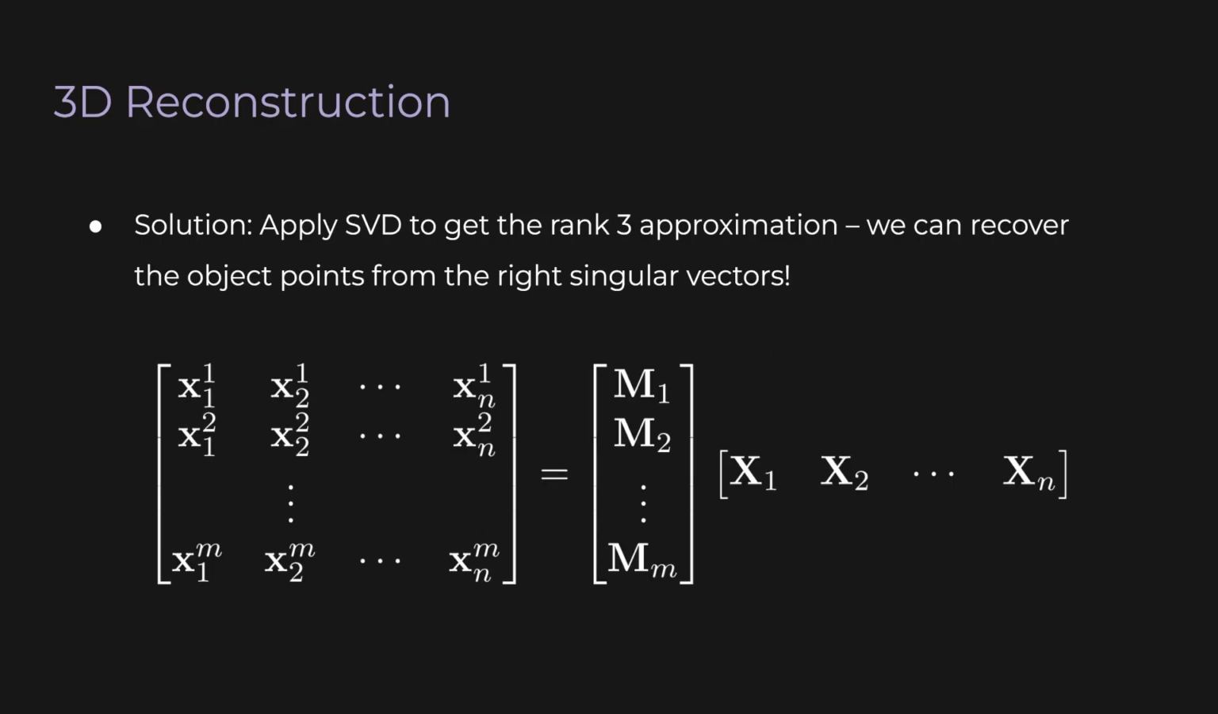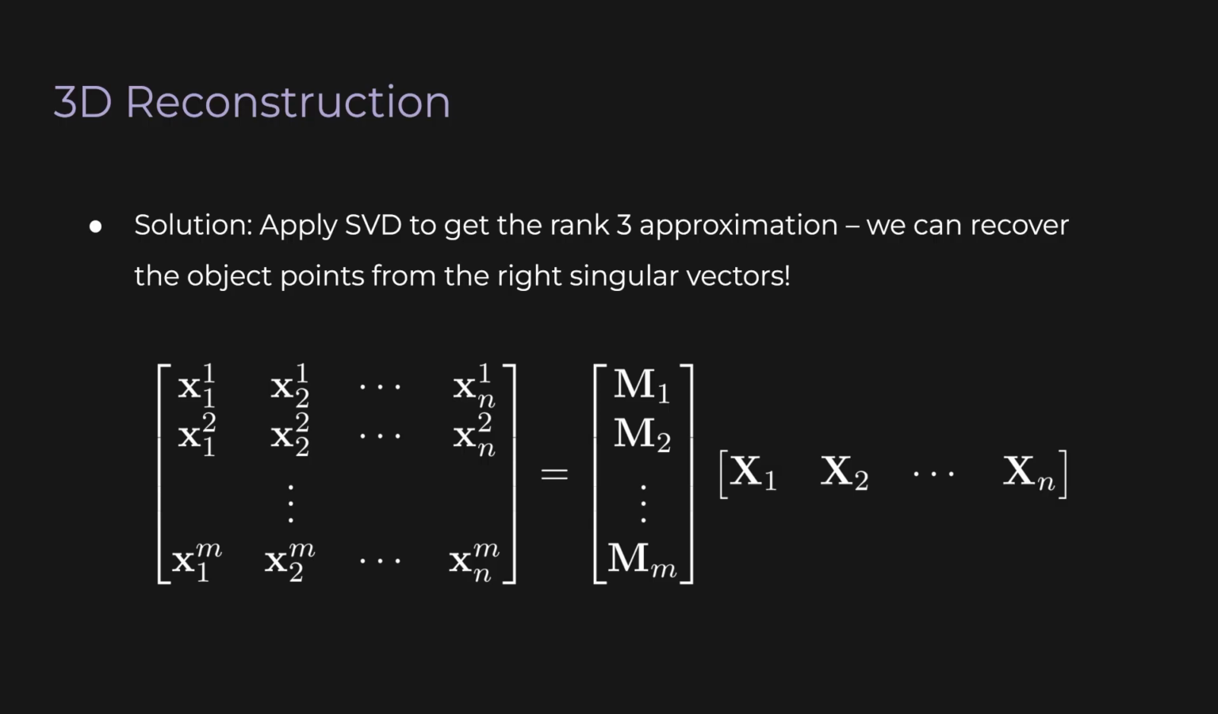Then we just use the SVD to find the rank 3 approximation. Why rank 3? Because then we can split the matrix into a skinny matrix holding the unknown camera matrices and a fat matrix holding the unknown object points. The camera matrices have 3 columns and the object points have 3 rows. If you write out the matrix equation row by row, you'll see we've recovered the equations from a few slides ago. This is all we need to do to recover the object points.